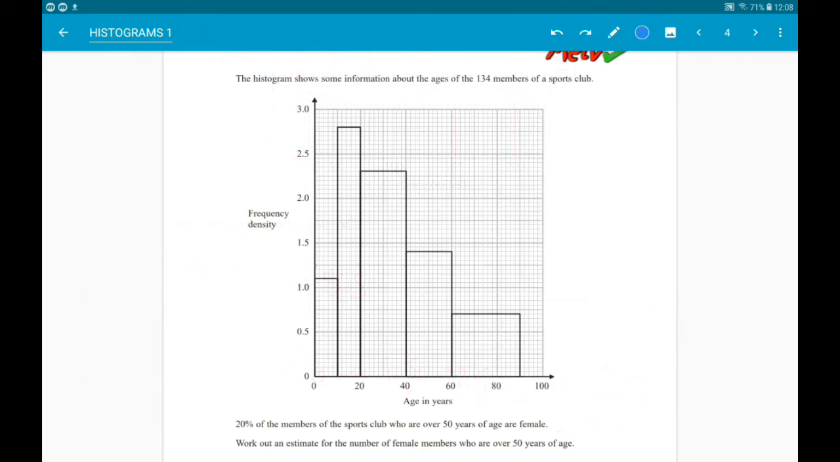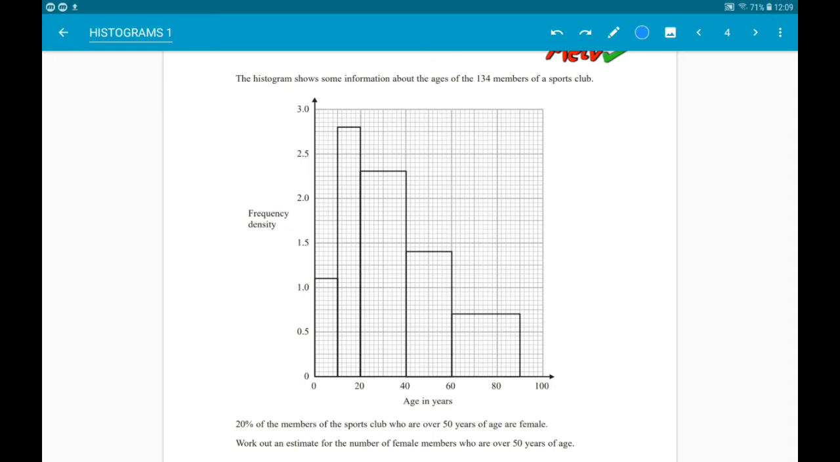Okay, next up, a bit nicer because we don't need to faff around drawing a histogram. So this histogram shows information about the 134 members of a sports club. We're told 20% of the members over 50 are female. We want to find an estimate for the number of female members who are over 50. Okay, so what we need to do then is find an estimate for the number of members over 50 and then find 20% of that.